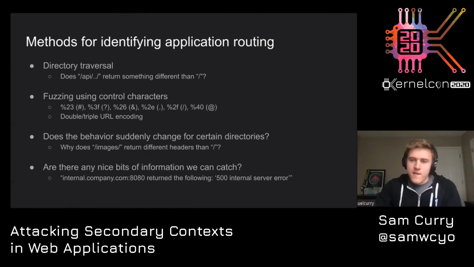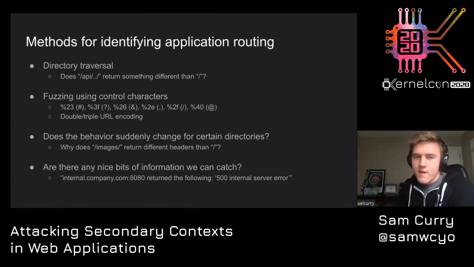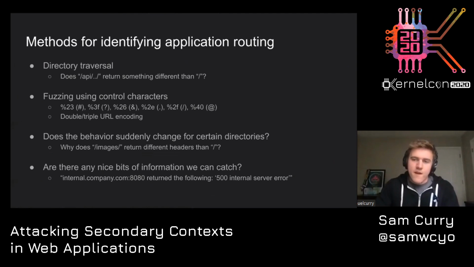In a similar sense, let's say you're being proxied, like GET /images loads in another vhost's /images. You can actually traverse downwards, and instead of traversing downwards on that original box, you'll traverse downwards on that second box. So here are a lot of methods for identifying if an application's doing routing. The first one is just directory traversal.